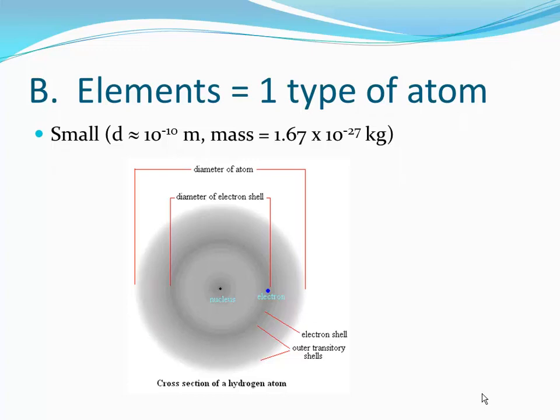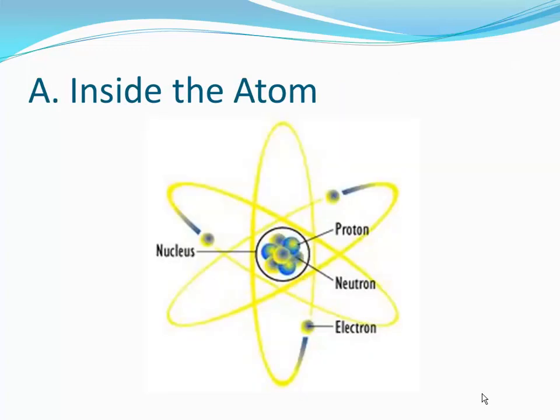The diameter of an atom is 1 times 10 to the negative 10 meters, and the mass is 1.67 times 10 to the negative 27 kilograms. So we know it's pretty small and it weighs basically nothing. The basic parts of an atom: we have the nucleus, which is the protons and neutrons, and then the electrons are in the outer shell.